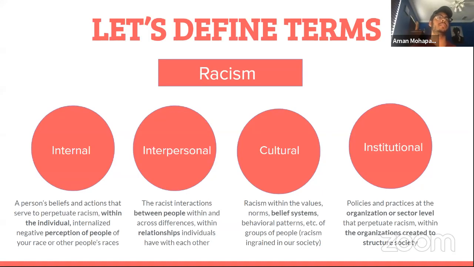So internal is a person's beliefs and actions that serve to perpetuate racism. This could be conscious or unconscious, externalized or internalized, and it basically revolves around your own identity and what you feel. Interpersonal is the most common conception of racism. It's racist interactions between people within and across differences. So this includes microaggressions and racial interactions you have with people. Cultural racism is racism within the values, norms, beliefs, and behavioral patterns in a certain culture. And what we're talking about, which is very prominent in our systems, is institutional racism, which are policies and practices at an organization or sector level that perpetuate racism.